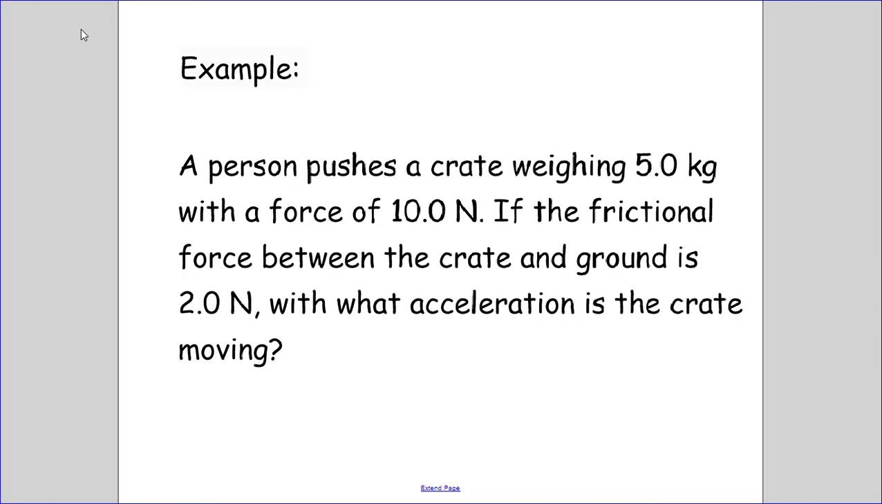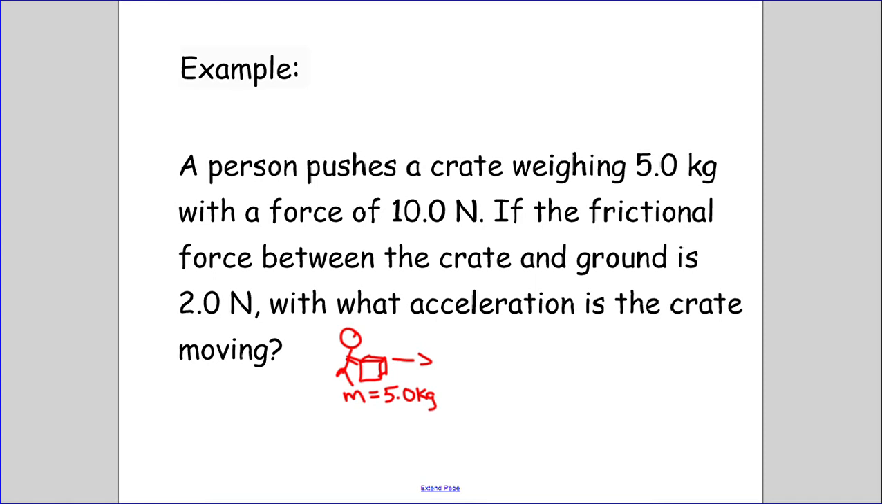So we can kind of sketch out what this looks like, and I'm no artist by any means, but picture that somebody is pushing on a crate, and they're pushing that object moving forward. So they're pushing this crate. We know the mass of the crate is 5 kilograms, and we know that they have a force being pushed of 10 newtons.